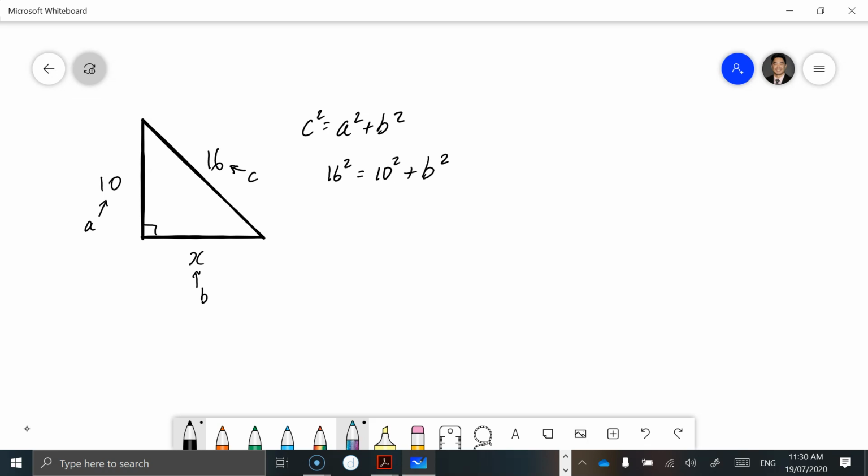Now, to work this out, you could say that B squared is equal to 16 squared minus 10 squared. 16 squared is 256. 10 squared is 100. So B squared is equal to 156. And remember, how do we get B on its own? We square root both sides.